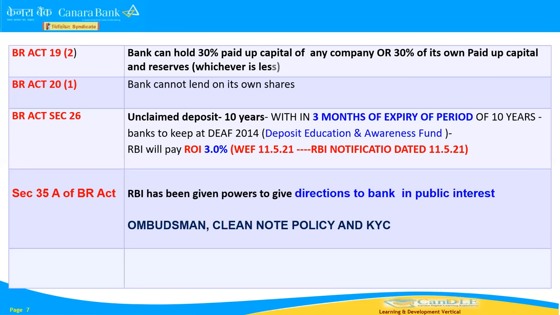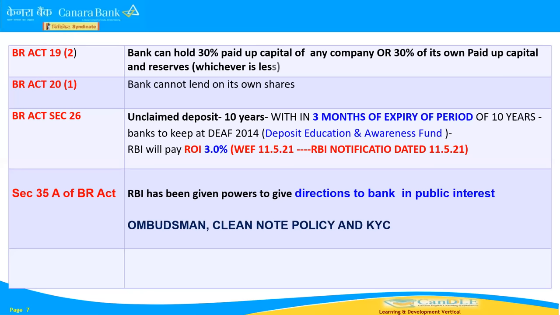The first one, Banking Regulation Act, 19(2) and 21. These are restrictions on lending, restrictions on banks imposed by RBI. As per section 19(2), the Banking Regulation Act says banks can hold 30% of the paid up capital of any company, or 30% of its own paid up capital and reserves, whichever is less. For examination purposes, you have to remember that both answers are 30%. That is enough. But for your understanding, I am telling. For example, if your bank wants to give a loan to a company, so a company has come for finance, how much can we finance?